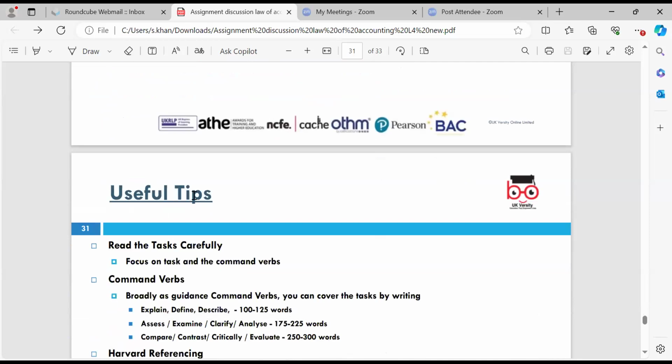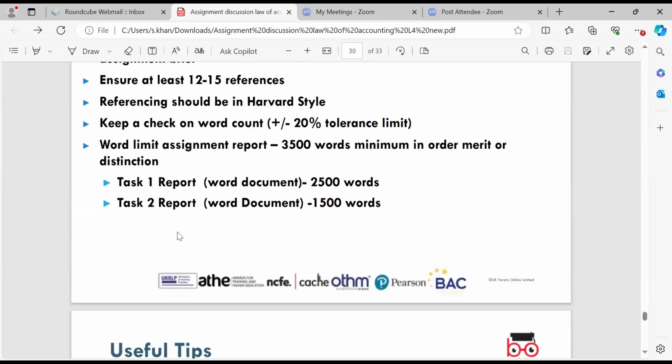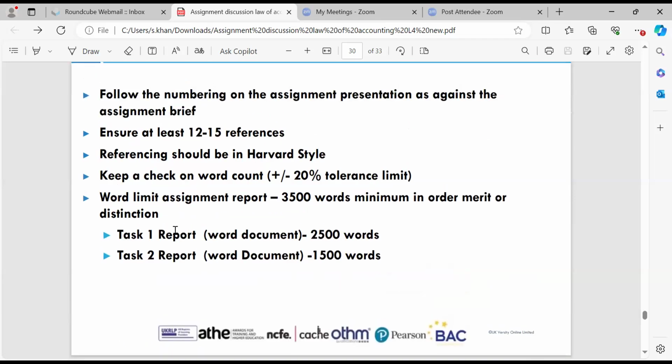Sorry, one question. What's the maximum we can go if we want to go more than 2,000? I think it's 10% you only get. You only get 10% over. Okay.